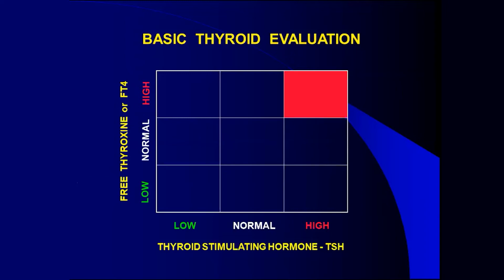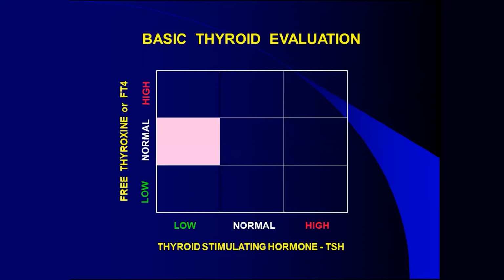Let's look at this red square on the extreme top. Here both FT4 and TSH are high. This is a case of secondary hyperthyroidism. Let's look at this pink square in the middle. The FT4 values are normal, but the TSH values are low. This is a case of subclinical hyperthyroidism, where you have normal FT4 but low TSH.